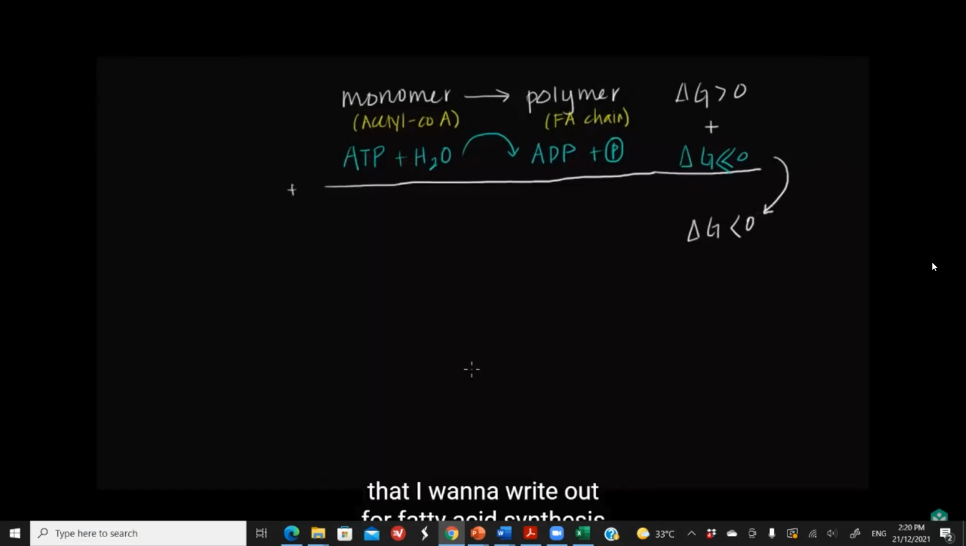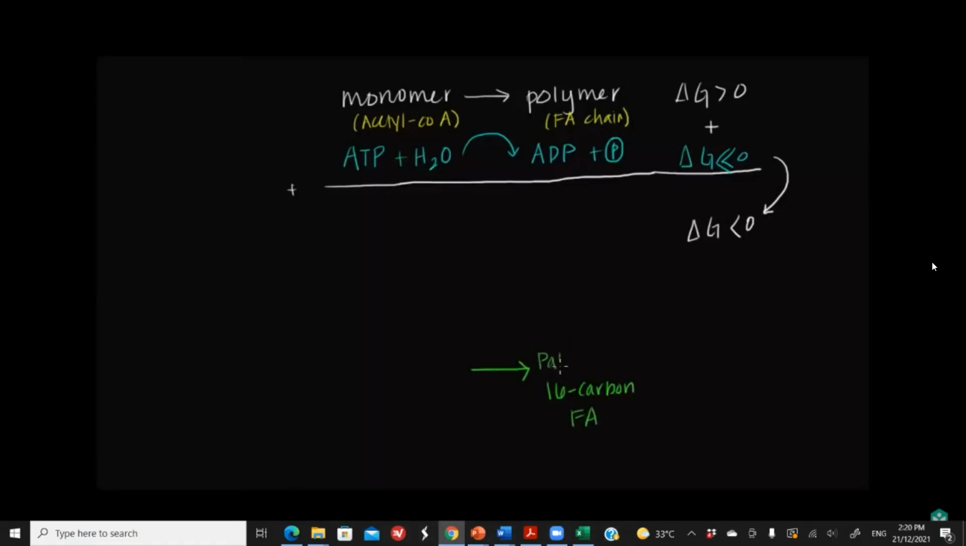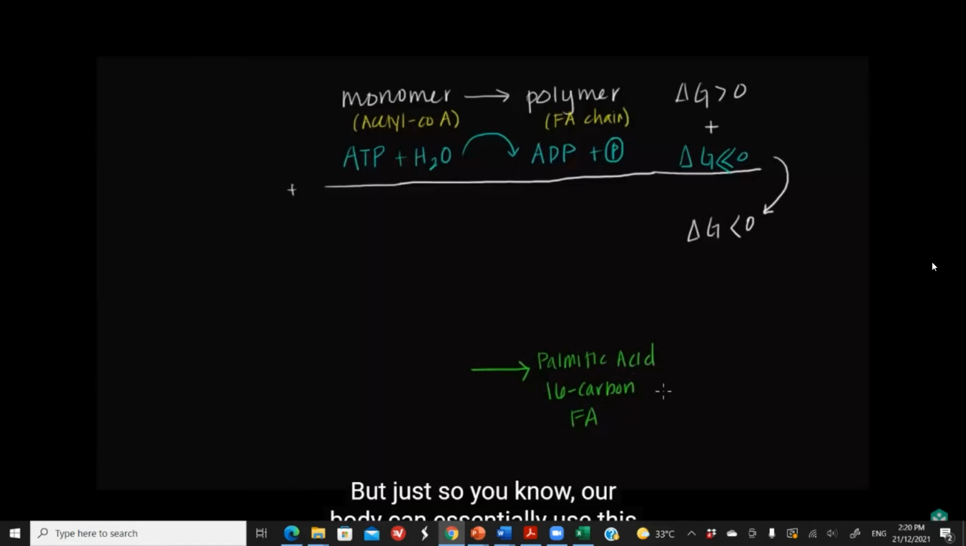All right, so the overall chemical reaction that I want to write out for fatty acid synthesis is for the product of a 16-carbon fatty acid chain that is called palmitic acid. And palmitic acid happens to be the primary product of fatty acid synthesis in our body. So we're going to focus on this, but just so you know, our body can essentially use this basic product of fatty acid synthesis to synthesize longer chain fatty acids if need be.